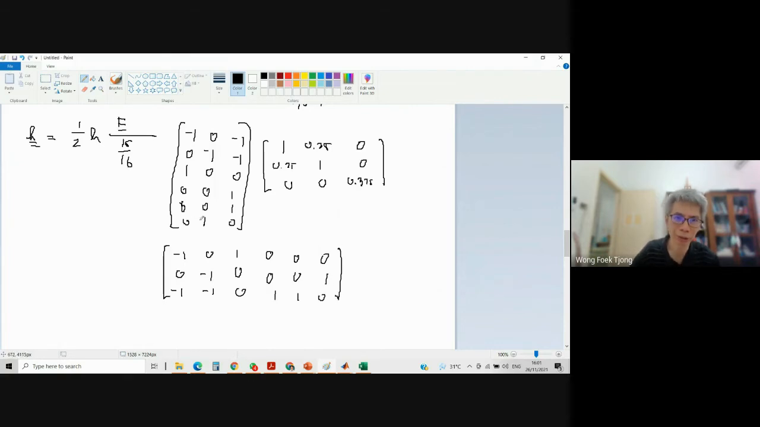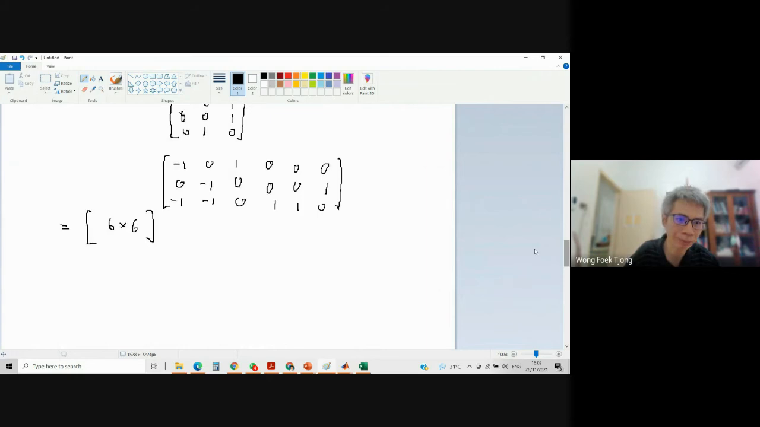You can just use MATLAB and find the result, a 6 by 6 matrix. Any questions? Of course, multiplying this manually takes a long time, so it's better to use MATLAB. That's the stiffness matrix for plane stress.